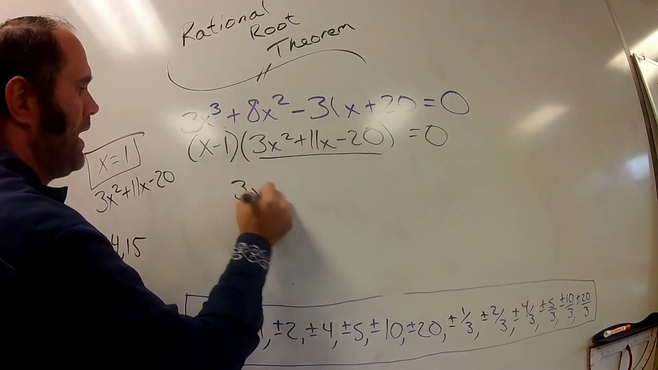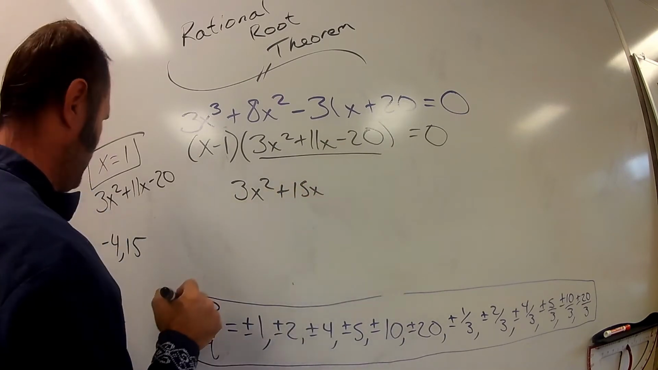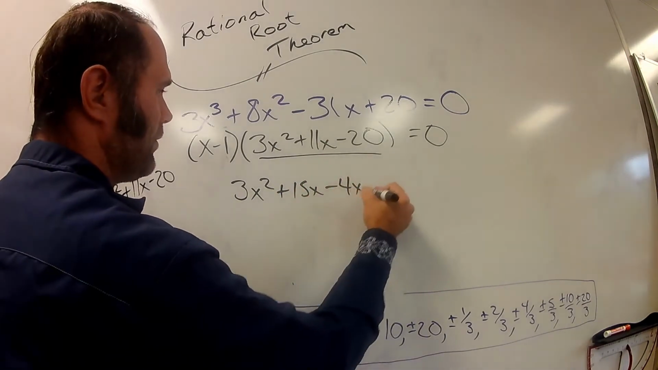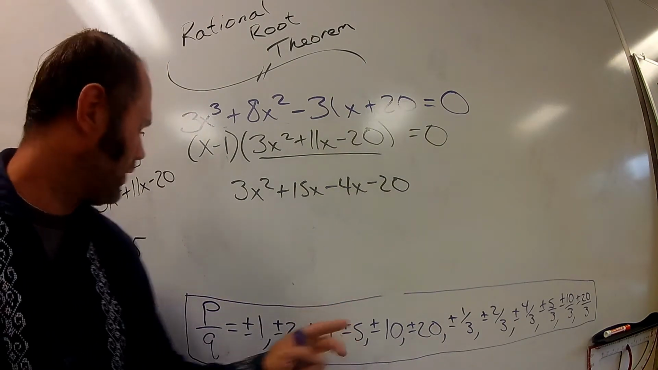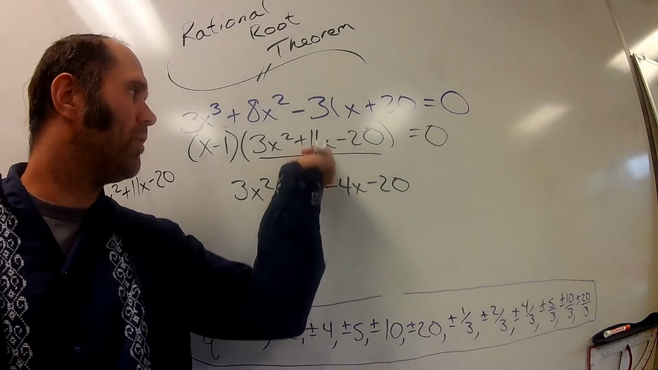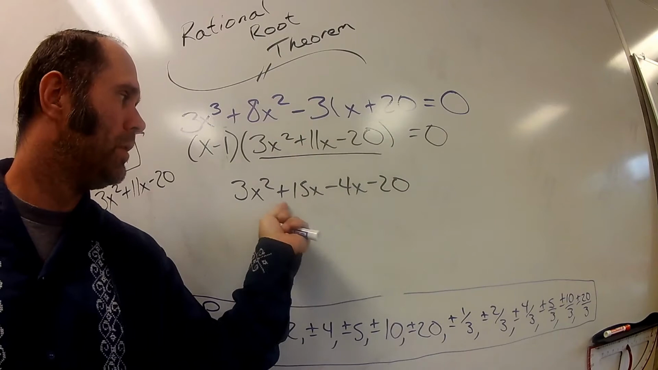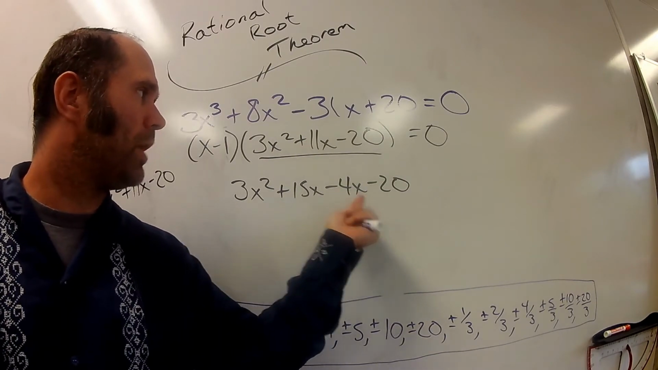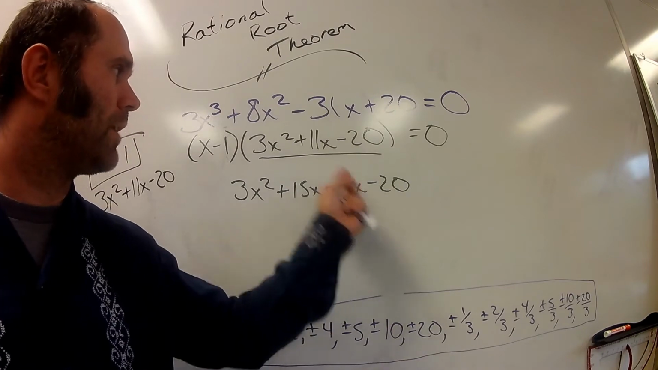And we have 3x squared plus 15x minus 4x minus 20. You know, wait a second, why did you do that? Well, notice we got a 15 and our negative 4. That was just to break the 11x up. So 15x minus 4x is 11x.